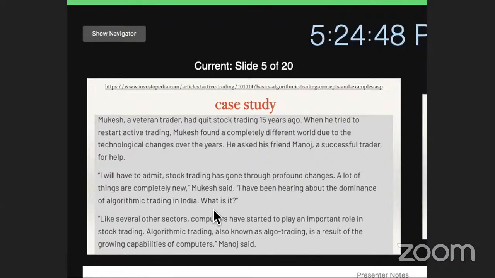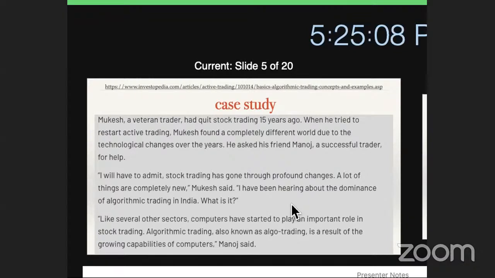So he went to him and said, I will have to admit that stock trading has gone through a lot of change and it's very new for me. I'm not able to understand how to start and I really want to invest. He also said, I've been hearing about algorithm trading in India. What is it?